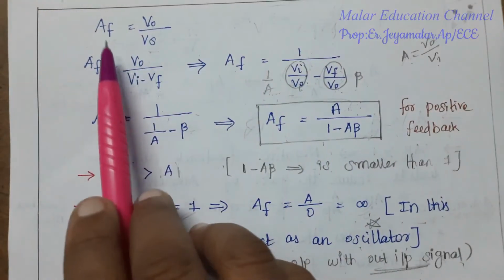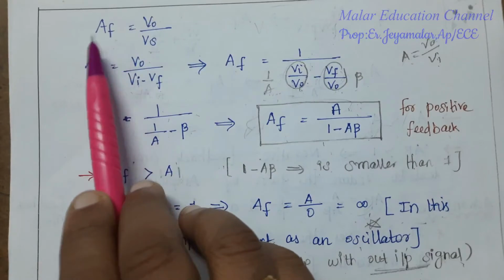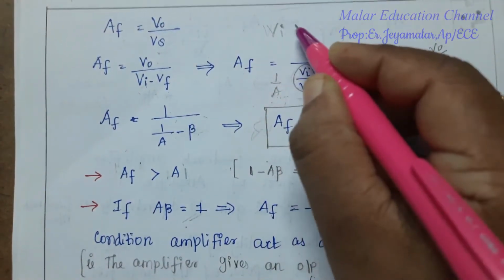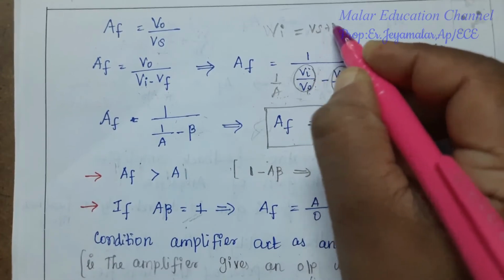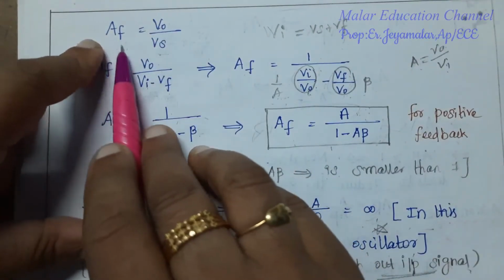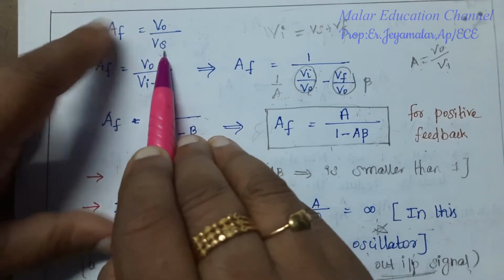Source voltage. That's next. Calculate the gain. AF for feedback gain. We know Vi equal to Vs plus Vf. Substitute. This is a formula for gain. Feedback gain, V output by Vs.